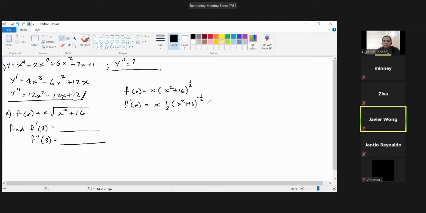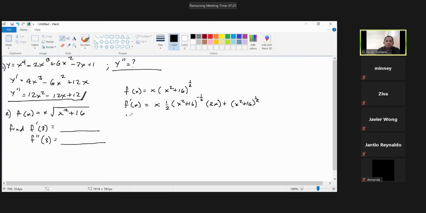then multiplied by the derivative of x squared plus 16, which is 2x. Good. Then plus (x squared plus 16) raised to 1/2 times 1. Copy the second one, (x squared plus 16) raised to 1/2, times the derivative of the first, which is 1. Or simply just leave it like that. Okay? Simplify.